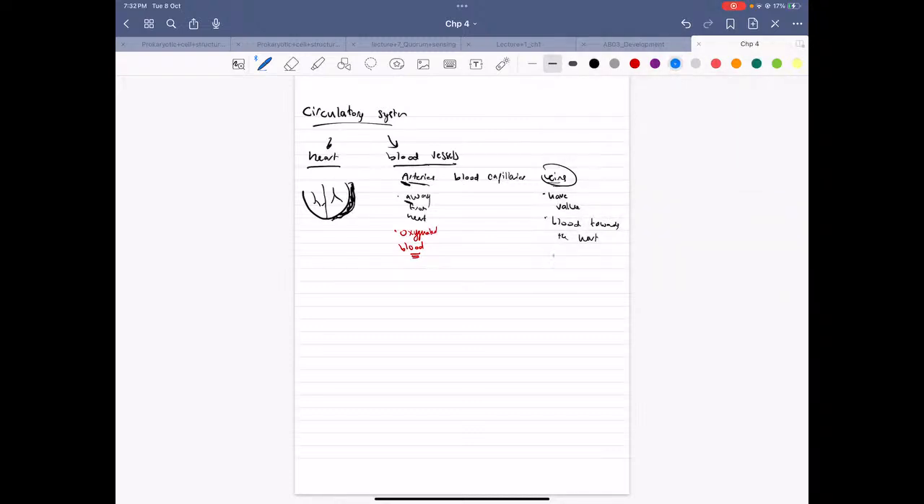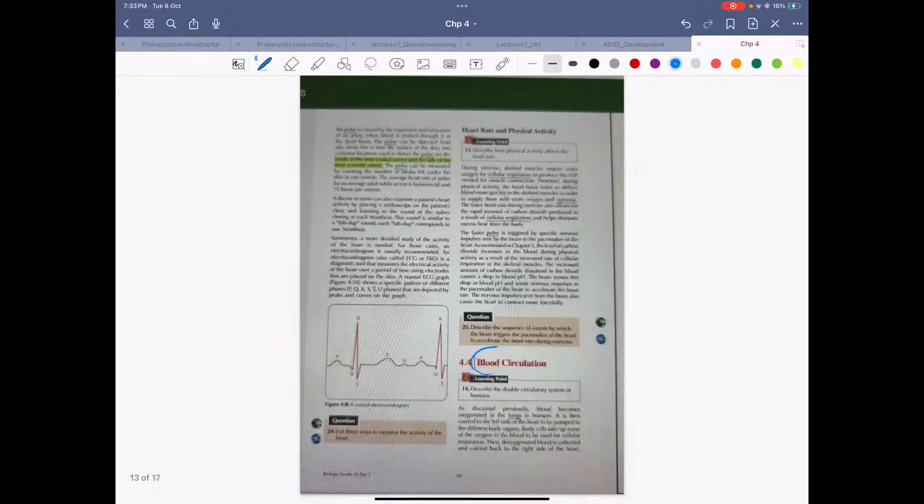Okay, and we also have another exception in veins. Who's also going to give me the exception of a vein that carries oxygenated blood? It is going to be the pulmonary vein also. Okay, and remember we said now we're going to be talking about the second part, which is about blood circulation.